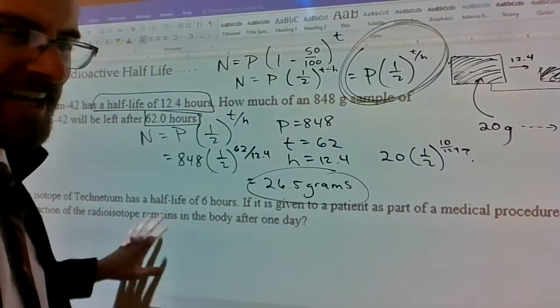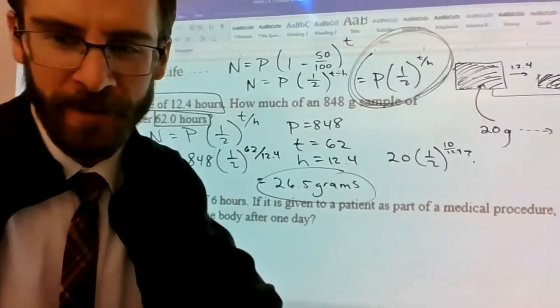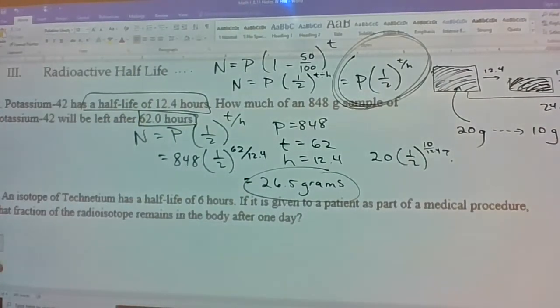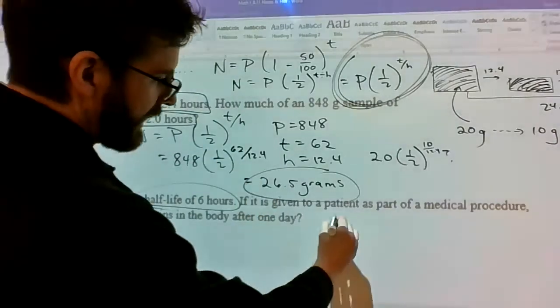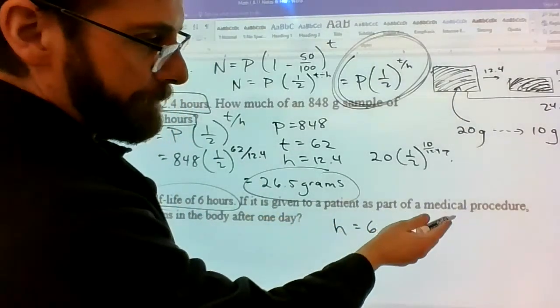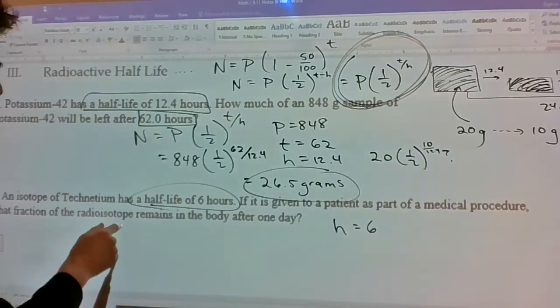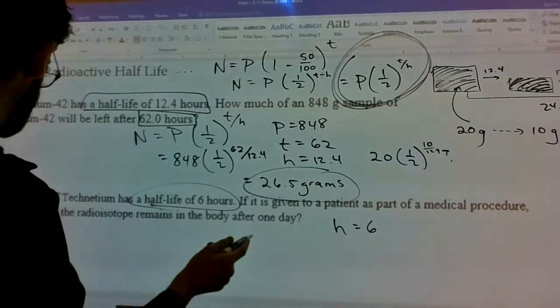I'm going to move on to the second example here. And this will be my last one for the video. So an isotope of technetium has a half-life of 6 hours. All right, H is 6. If it's given to a patient as a part of a medical procedure, what fraction of the radioisotope remains in the body after 1 day?